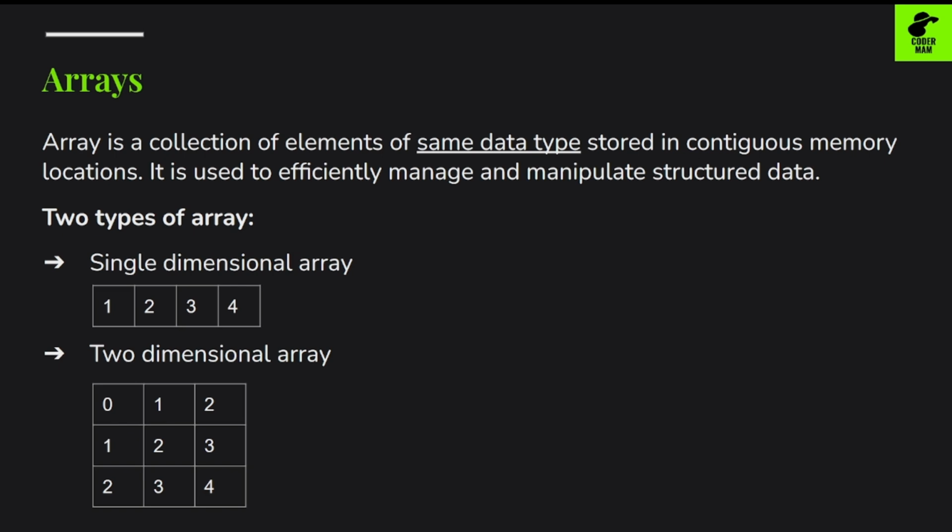Array is a collection of elements of same data type stored in contiguous memory locations. It is used to efficiently manage and manipulate structured data. That means array is a data structure where we can store elements of same data type which occupies fixed quantity of memory. Contiguous means fixed number of bytes required to store this array.